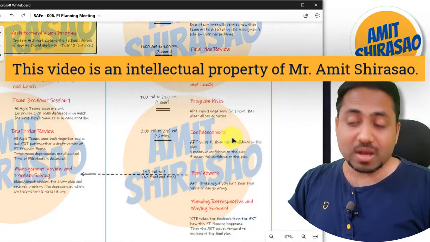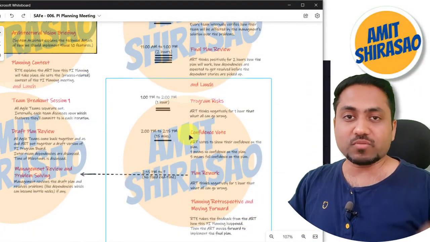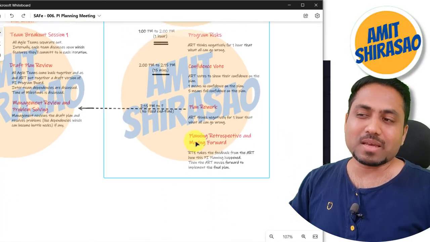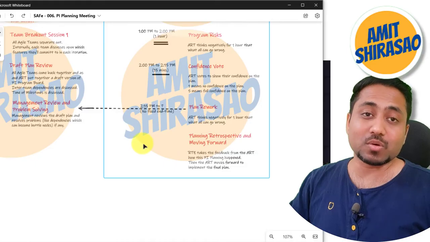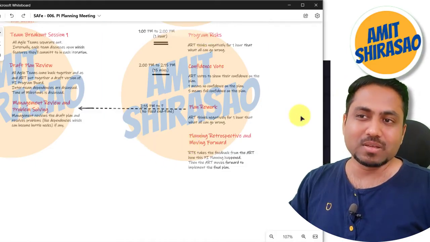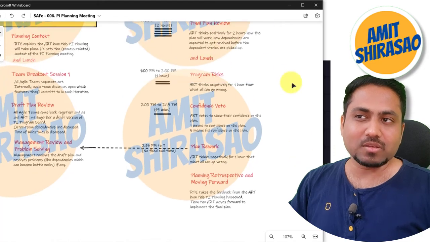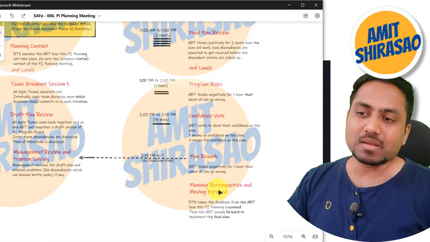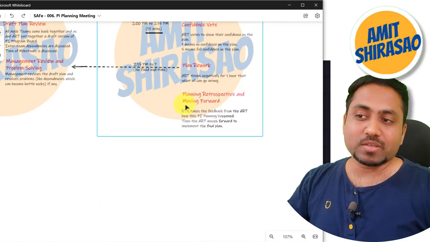Okay, so after this, let us say at some point of time you have a good confidence in the plan. After that, what happens? Now time is again not given, because you don't know when that will happen. So whenever all this is fine and this final plan is approved, or accepted by everybody, then you go for a planning retrospective and move forward.